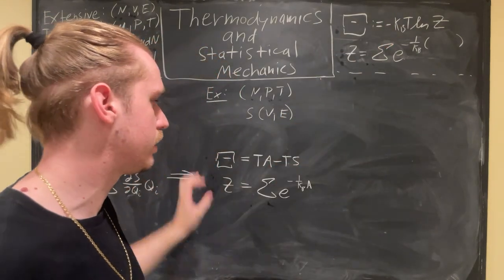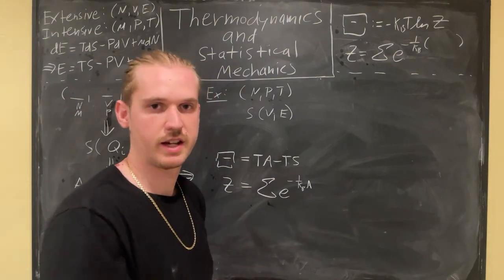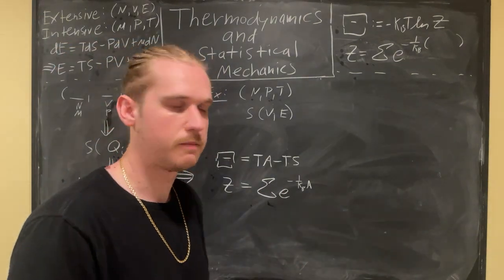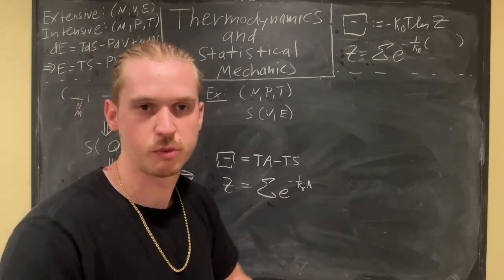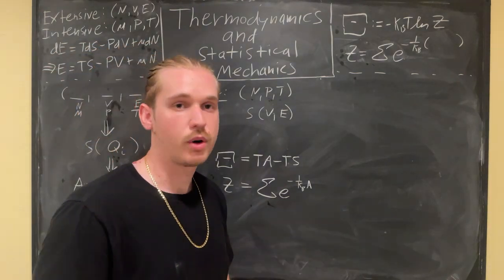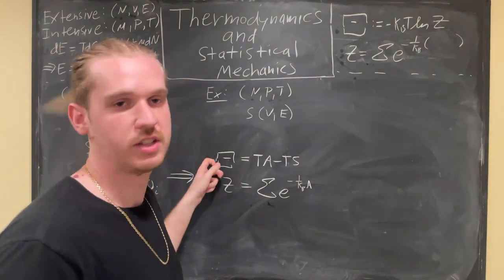And then once you have these things, you can pretty much do any thermodynamics or any statistical mechanics that you need. So if you need to find the average energy of a system, you can use this. If you need to find the chemical potential of the system, you can use this. So basically any problem in thermodynamics or statistical mechanics you can solve once you have these two things.